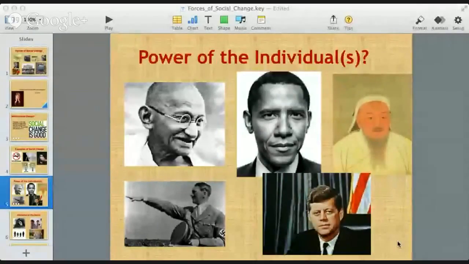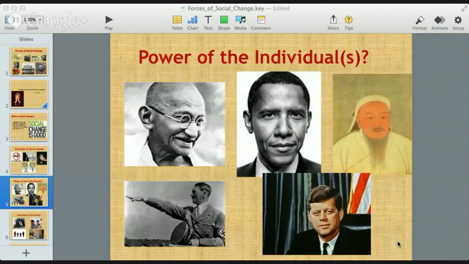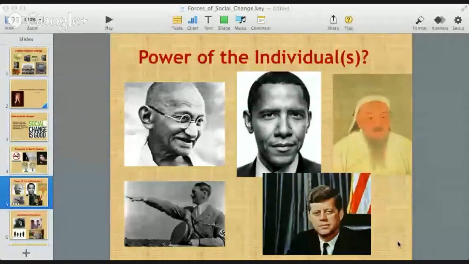Would you guys consider Stephen Harper a powerful individual? Just by chance, I'm thinking of recent leaders. Someone like Stephen Harper? No. Why not? So that's an interesting question. If we're looking at the power of individuals, what about a guy like Obama, though? Would you put him as someone who's changed society a lot more than a Stephen Harper in Canada?